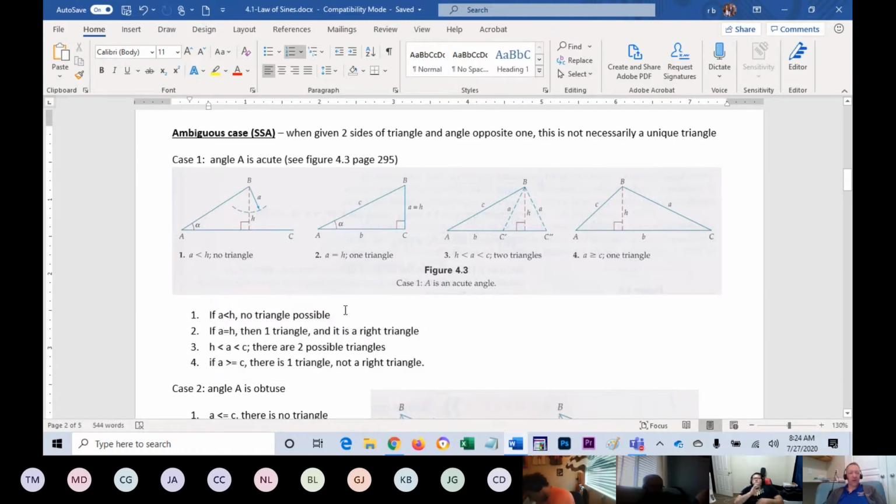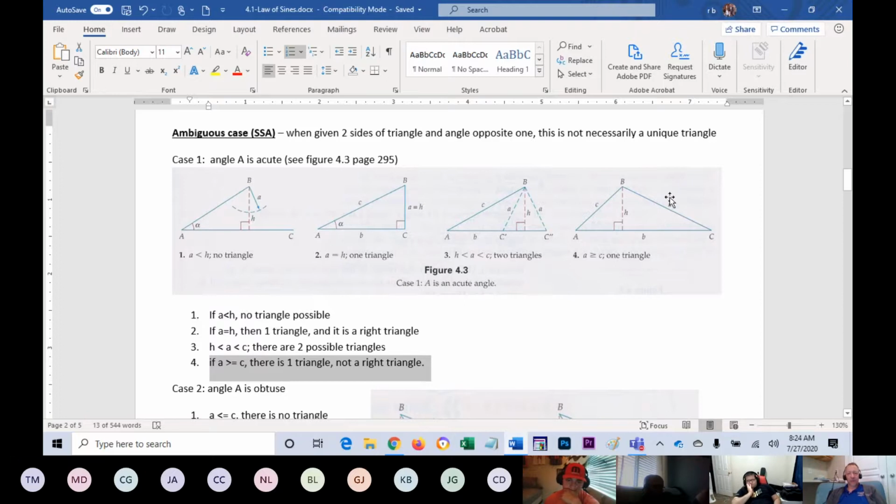So, just reviewing once again, if side A is shorter than your height, there's no triangle possible. If A equals the height, you'll have one triangle and it will be a right triangle. If A is in between the height and side C, you're going to have two possible triangles. And if A is greater than or equal to C, you're going to have one triangle and it will not be a right triangle.